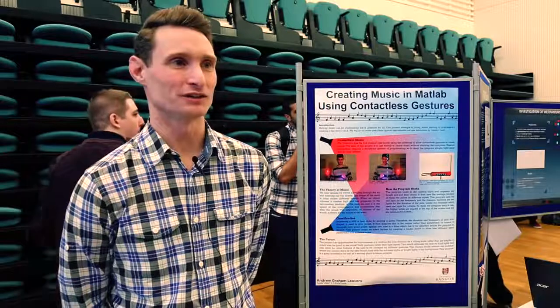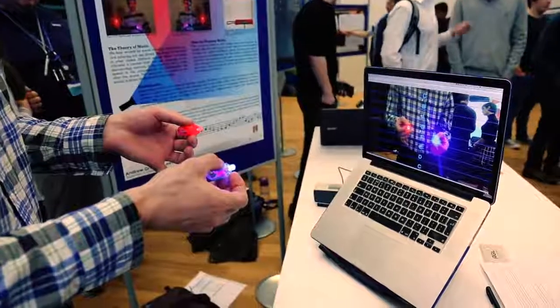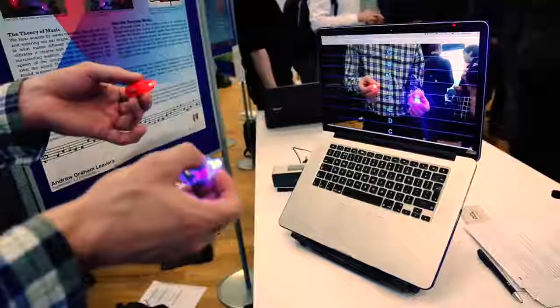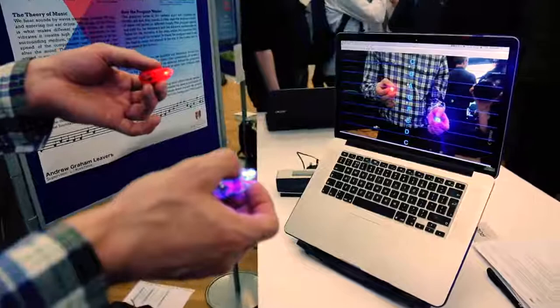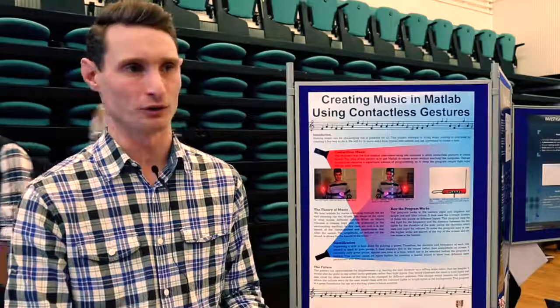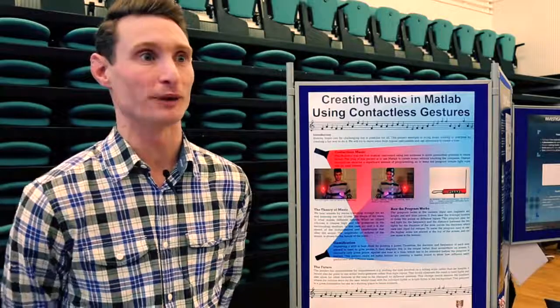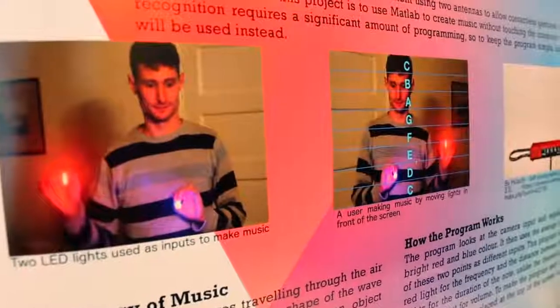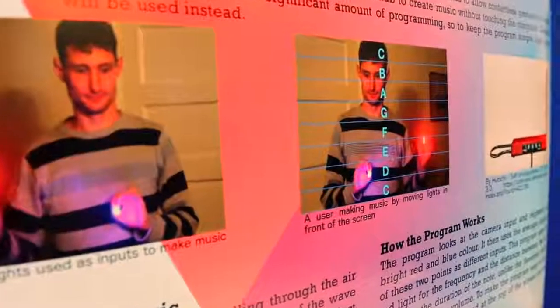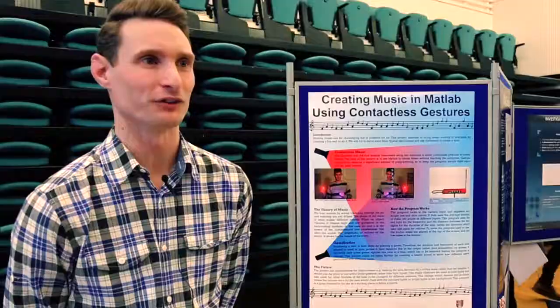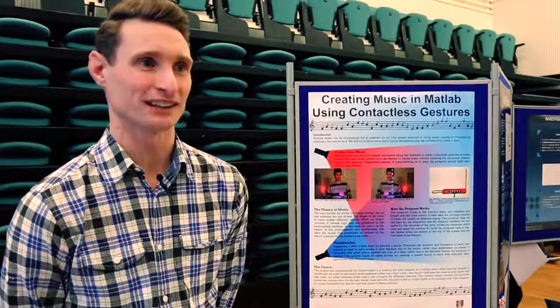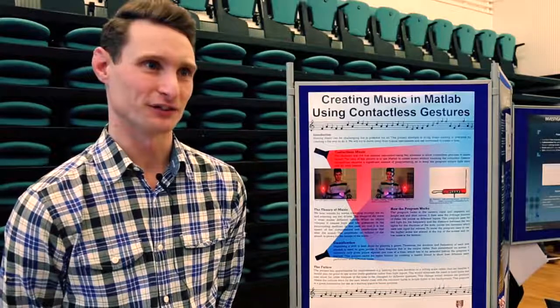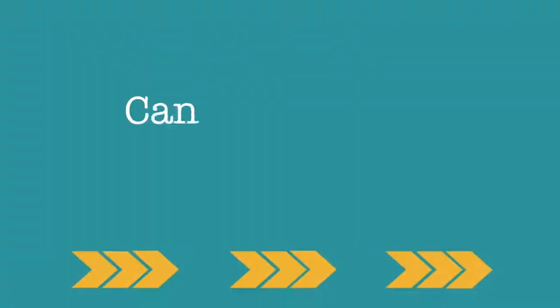I'm looking at using contactless gestures to make music using a program called MATLAB. You have two lights that you hold in your hands, and then you move your hands, and depending on where they are on the screen will change the note that's playing or the length of time that the note plays. We do a whole module on MATLAB, so that's been very helpful, along with pattern recognition, to be able to pick up the different light and the ambience.